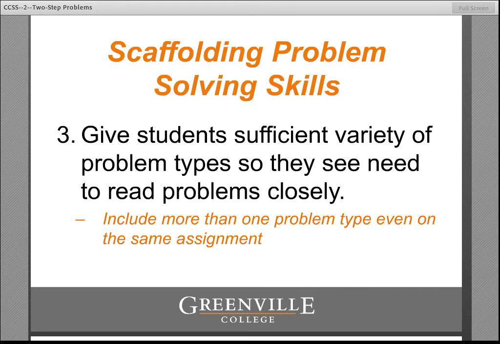Therefore, we need to ensure that students are accustomed to seeing enough variety of problems that they recognize the need to always be careful readers of problems, not just when the wording of 2 problems is similar, but in all cases. So we're going to take a look at a math assignment.